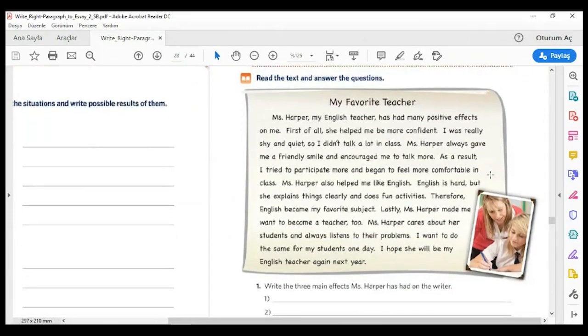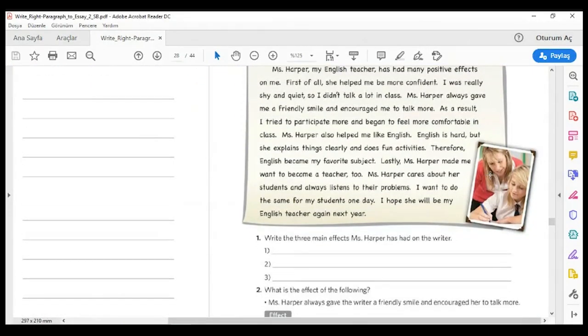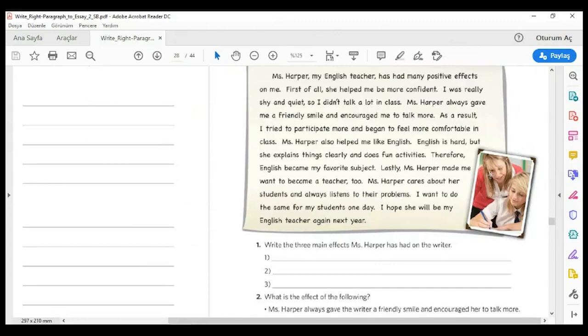Now, we have two questions here, and I will leave it open so that you can see the full passage and both questions.